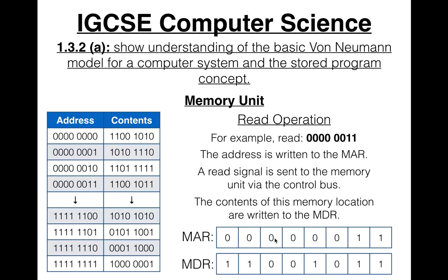So basically the MAR holds the address, that's why it's called the memory address register, and the MDR, the memory data register, holds the data of the address. So we look at the address here, the contents would be 11001011. So it's what the MDR would hold.